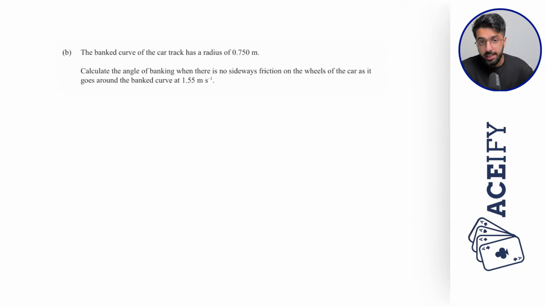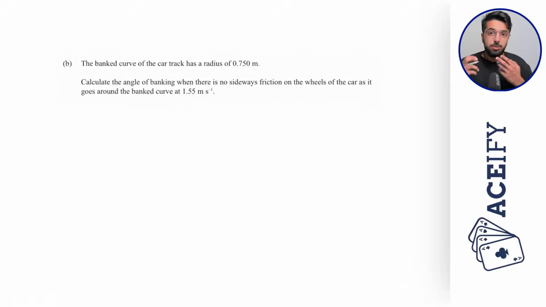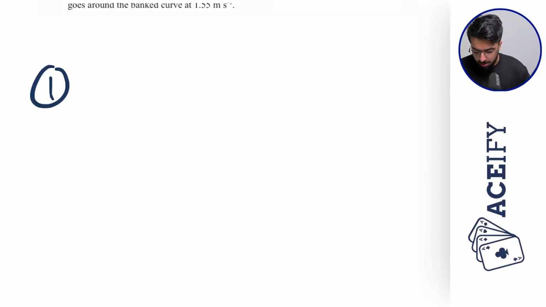There we go. So the banked curve has a radius of 0.75 meters, and then we need to calculate the angle of the bank as the car goes around the banked curve at 1.55 meters per second. Alright, so there are two methods to solve this problem. The first method is to use a vector diagram. So if we just draw out our diagram right here, simplified, okay?